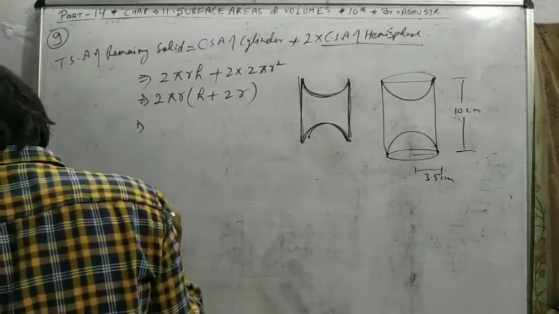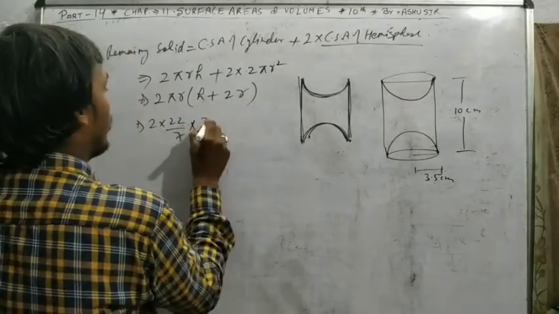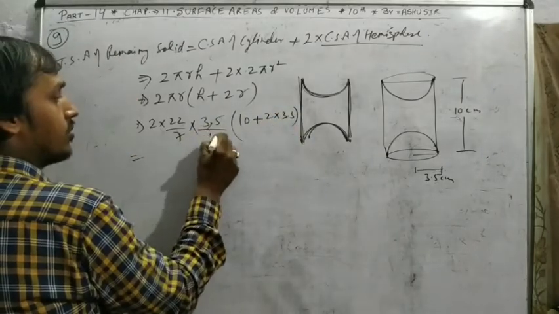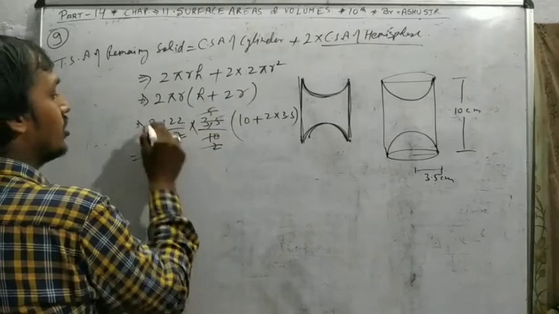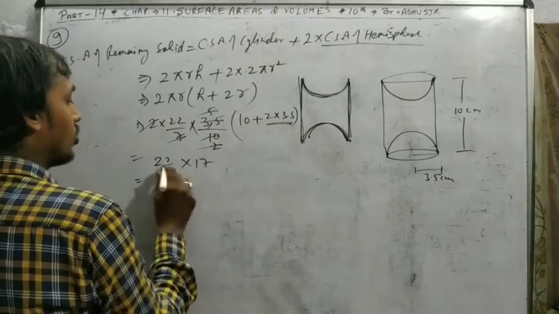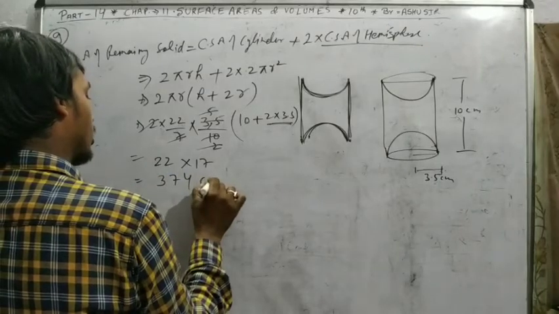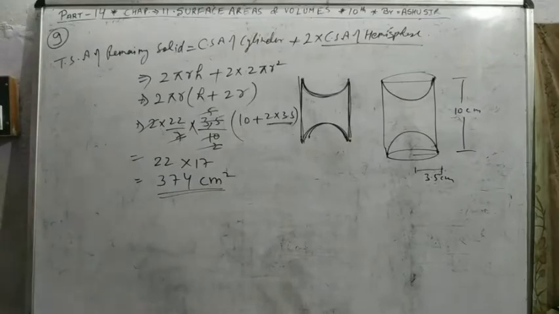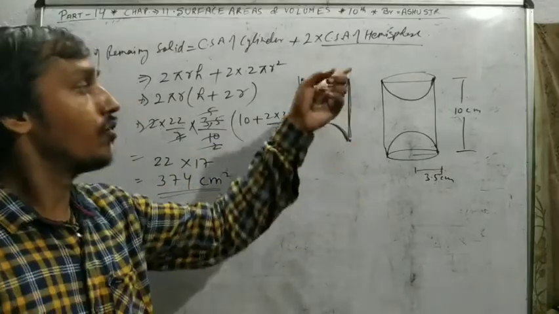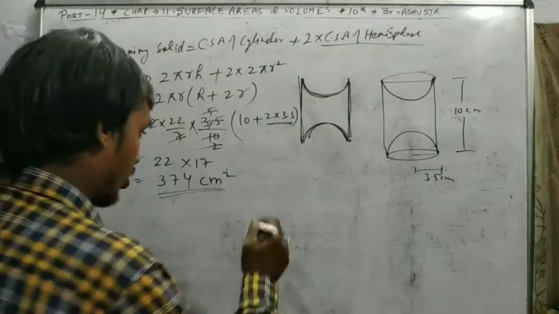The value of pi is not given, so that's your choice. Radius 3.5, h 10: 2 into 3.5 into 22 by 7, and 10 plus 7 is 17. So 22 into 17 gives 374 centimeter square, which is the total surface area of the remaining solid when a hemisphere is scooped out from both ends of the solid cylinder.